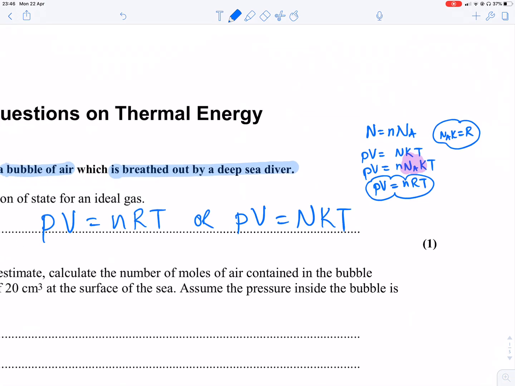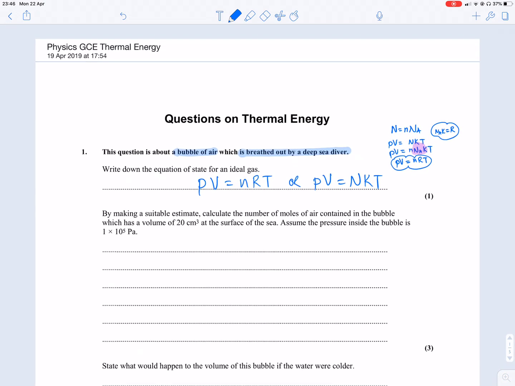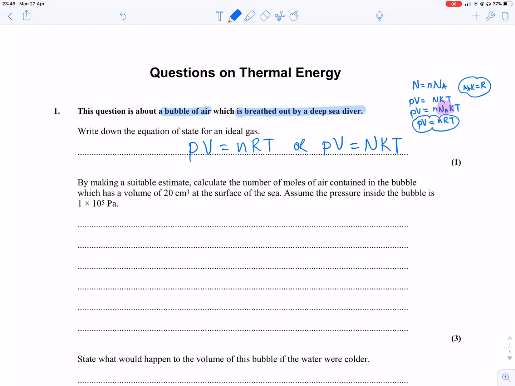Okay, so just in case you're not given R, and you're given N and k, then you'd use this equation.